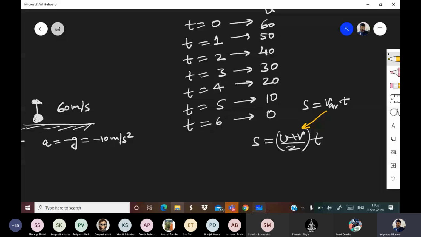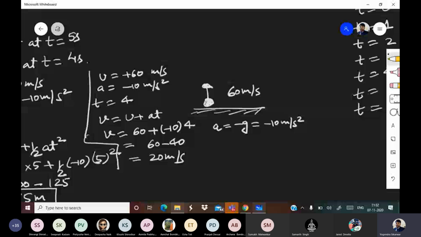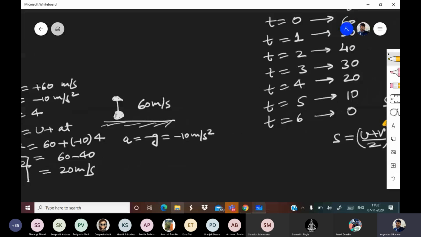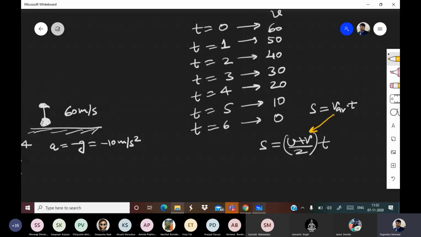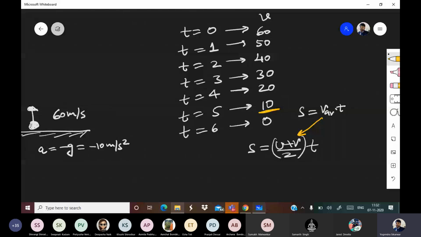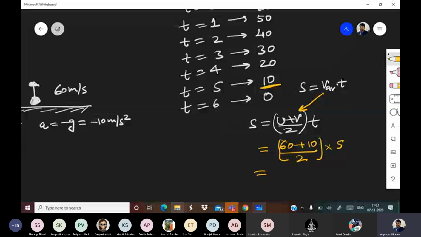So S is equal to u plus v by 2 into t. Now the question says displacement in how much time? 5 seconds. Listen carefully. At t is equal to 5, how much is the velocity? 10. How much was the initial velocity? 60. So 60 plus 10 by 2 into how much is the time? 5. So how much will this give you? 60 plus 10 is 70. By 2 becomes 35. Now 35 into 5, which is 175 meters.